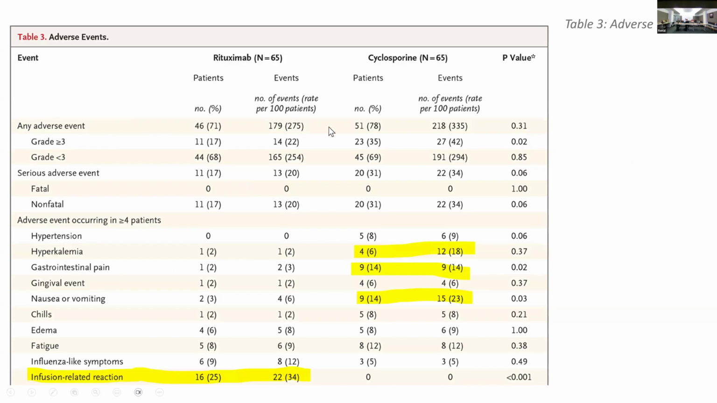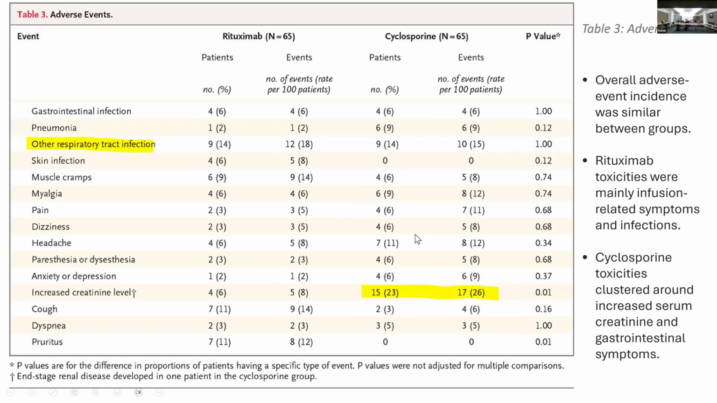Let's talk about adverse events. So for rituximab, we know from when we tell patients about adverse events: infusion-related reactions, feeling like influenza symptoms. So those are the main adverse events for rituximab. And then we know the GI symptoms, nausea, vomiting, hyperkalemia, but I think in this one, they have relatively similar respiratory tract infection rates across the board. And then this is a more dramatic increase in creatinine level for the cyclosporin group. But overall, adverse events are pretty similar. And then, talk about the infusion reactions, and then everything else was more GI symptoms and increased creatinine.